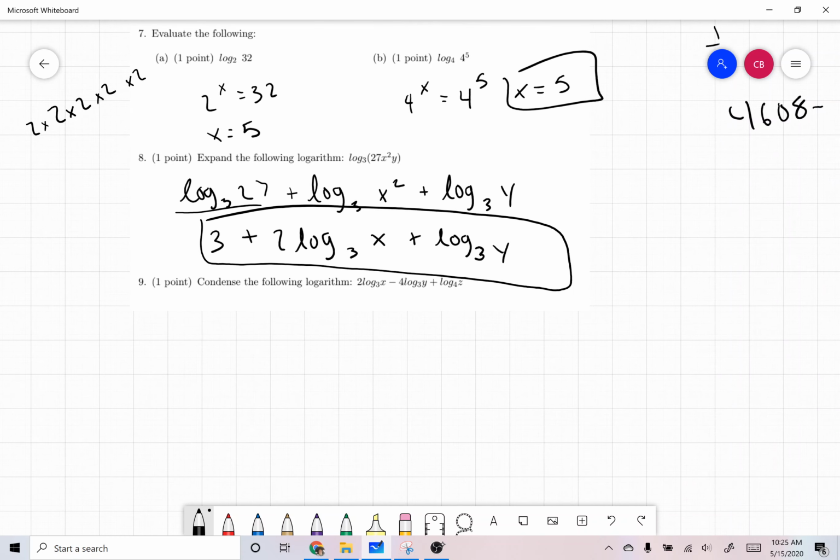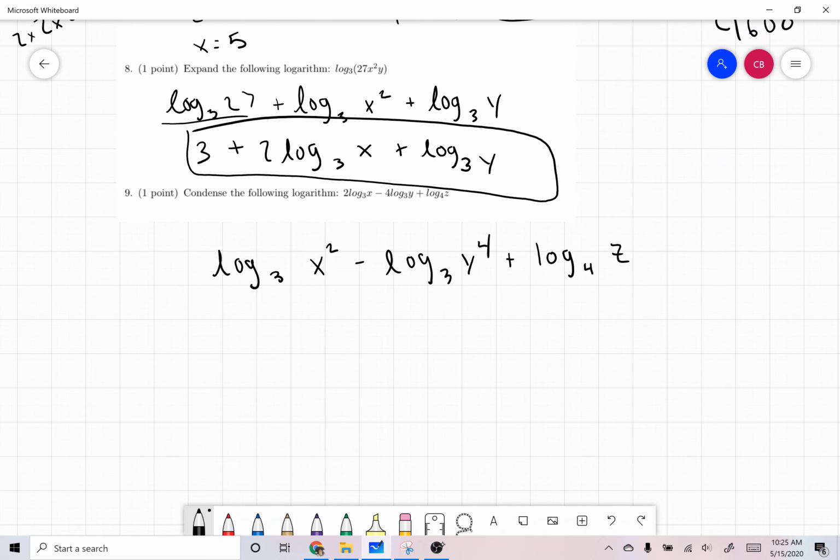And then to condense, if it's positive on top, negative on bottom, this is going to be log 3x squared minus, sorry, not 4. We're just going backwards. Minus log 3y to the 4th. Log 4z. I don't know if that should be a 3 or not. If it's not meant to be a 3, then we'll just leave it. But for now, we can just pretend like it's supposed to be a 4. This is going to be log 3x squared over y to the 4th plus log 4z.